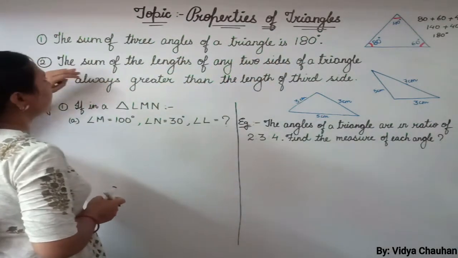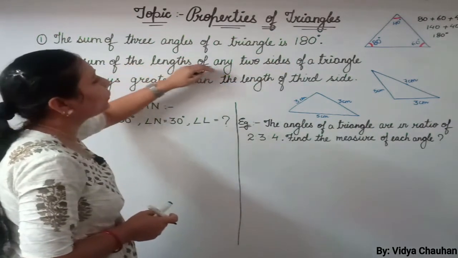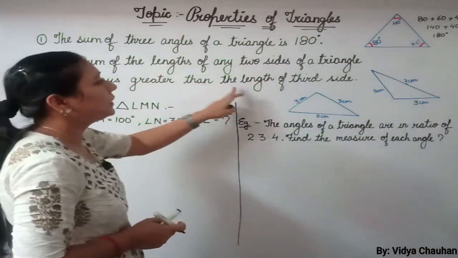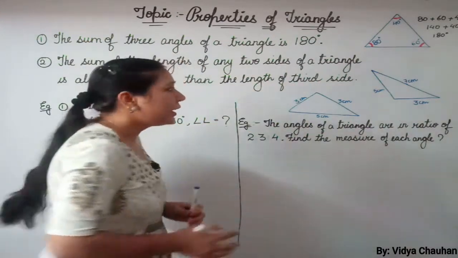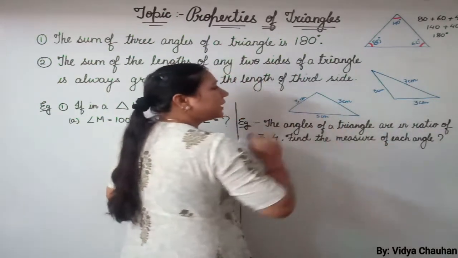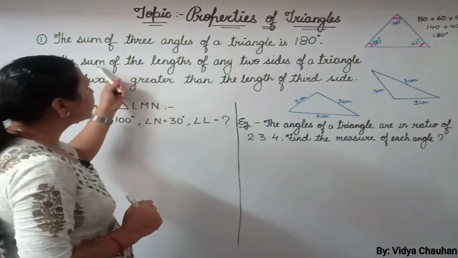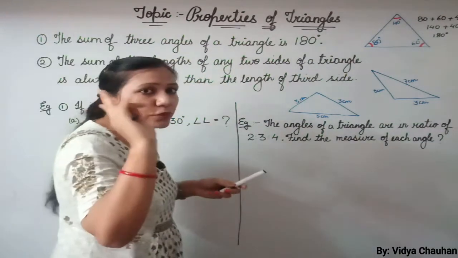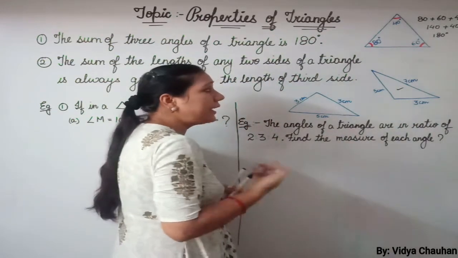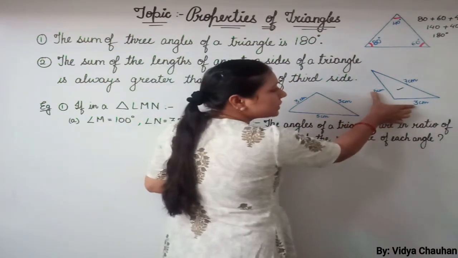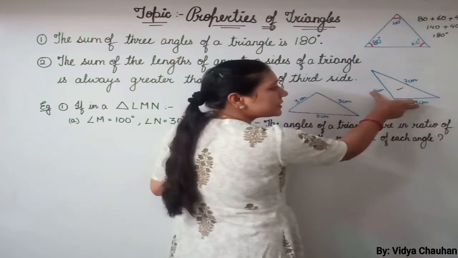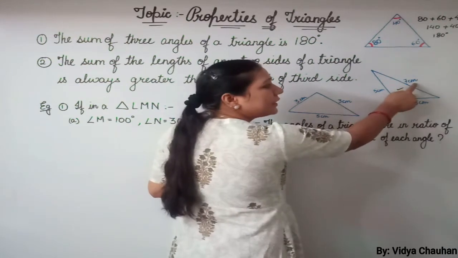The second property says the sum of the lengths of any two sides of a triangle is always greater than the third side of the triangle. As you can see here, I have taken two different types of triangles with the side measurements, and the property says the sum of the lengths of any two sides. Suppose I take this triangle first, so add any two sides. If I am adding these two sides first, what is 5 plus 3? 8. The answer is greater than the third side. Yes, the sum of the two sides is greater than the third one.